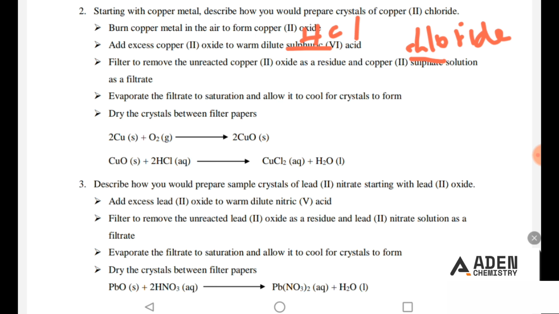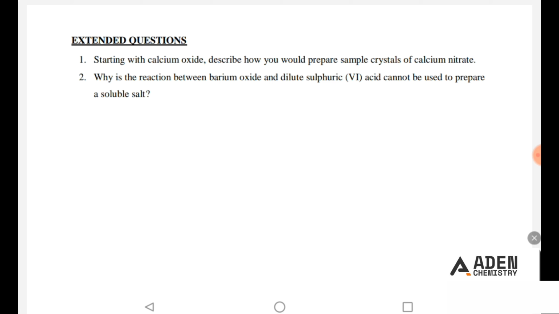So next, we are having 2 extended questions. Number 1, we are told starting with calcium oxide, describe how you will prepare sample crystals of calcium nitrate. Number 2, we are told why the reaction between barium oxide and dilute sulfuric acid cannot be used to prepare a soluble salt. So kindly try to answer those 2 questions.